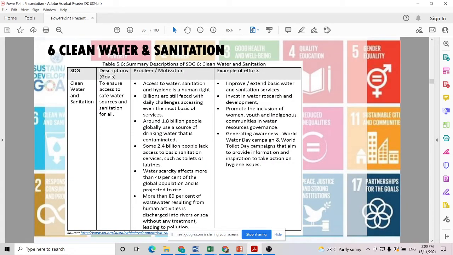Okay. So what is the effort? You need to improve and extend basic water and sanitation services. You need to invest in water R&D, research and development. Promote inclusion of women, youth and indigenous communities in water resource governance. And lastly, you need to generate awareness. So that is on water and sanitation.